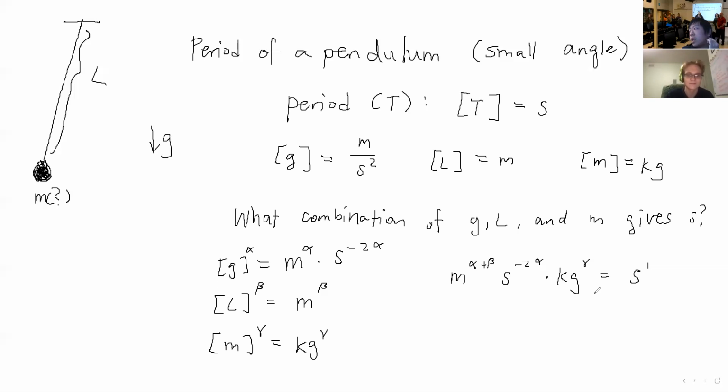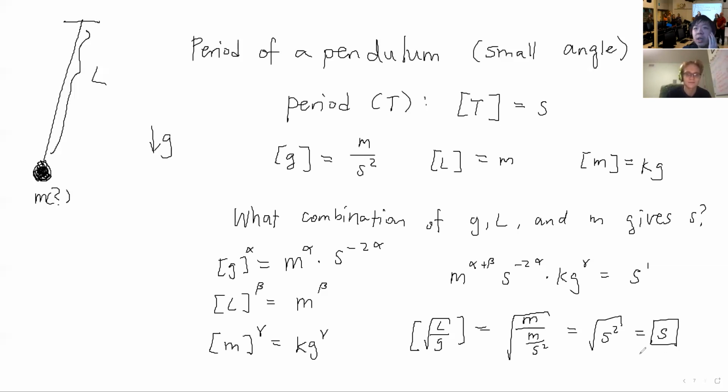But all right, so Mo is saying square root of L over G. Okay, so let's test that. What are the units of square root of L over G? L is meters, right? So it's meters over meters per second squared, and the square root of that. This just becomes the square root of seconds squared, and this is equal to seconds. And it turns out that we actually got the right unit combination, which is good, right?